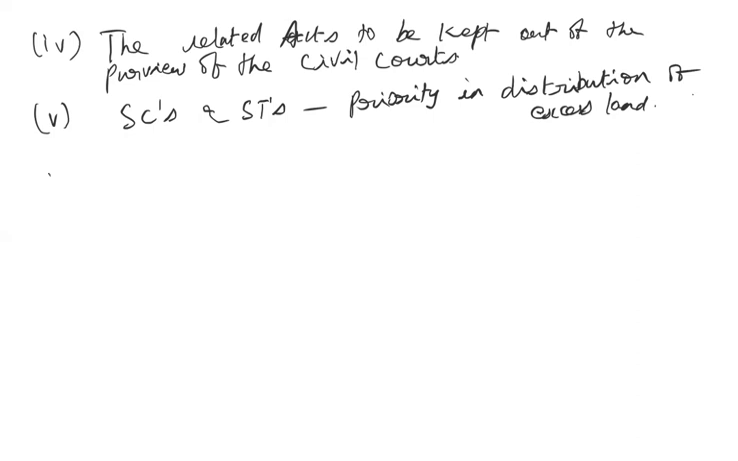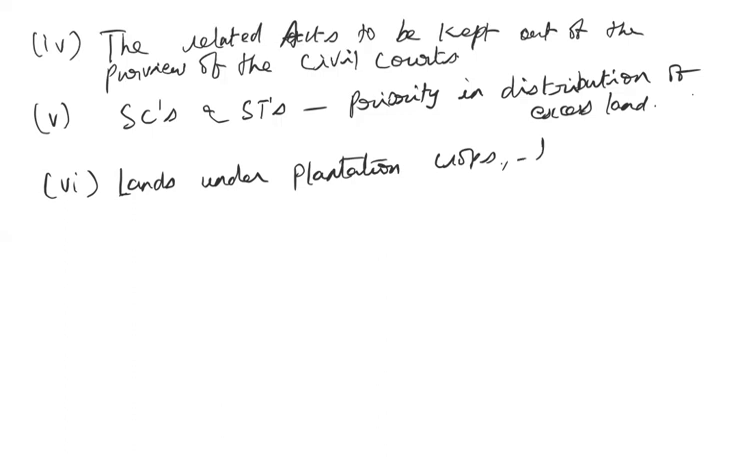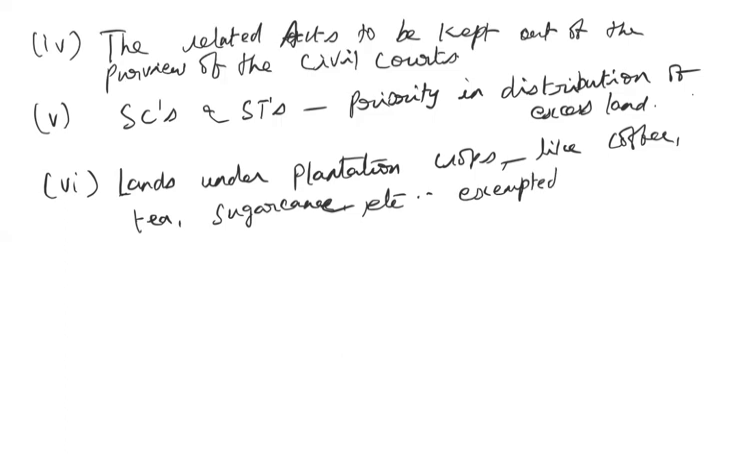And the next one, lands under plantation crops. Plantation crops are like coffee, tea, sugarcane, rubber. They all come under the plantation crops. So they are all exempted from the ceiling. So this is another exemption.